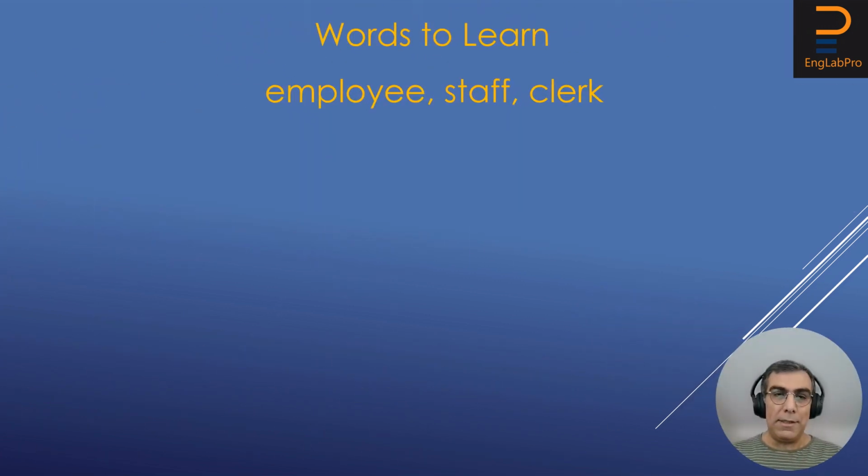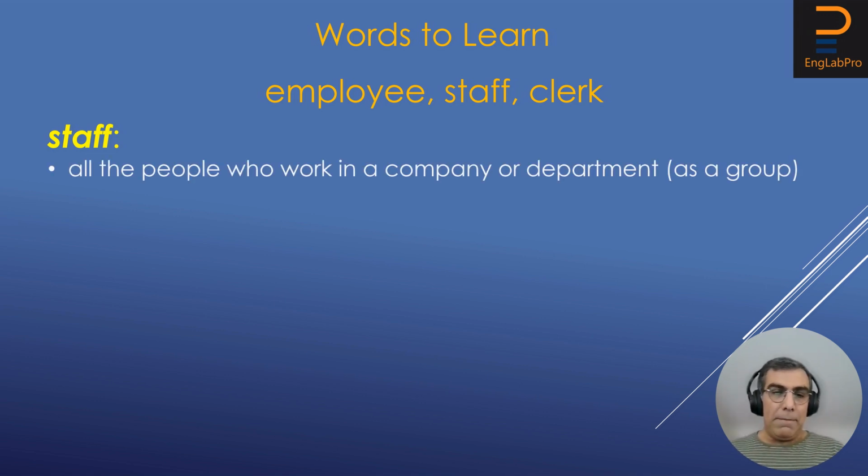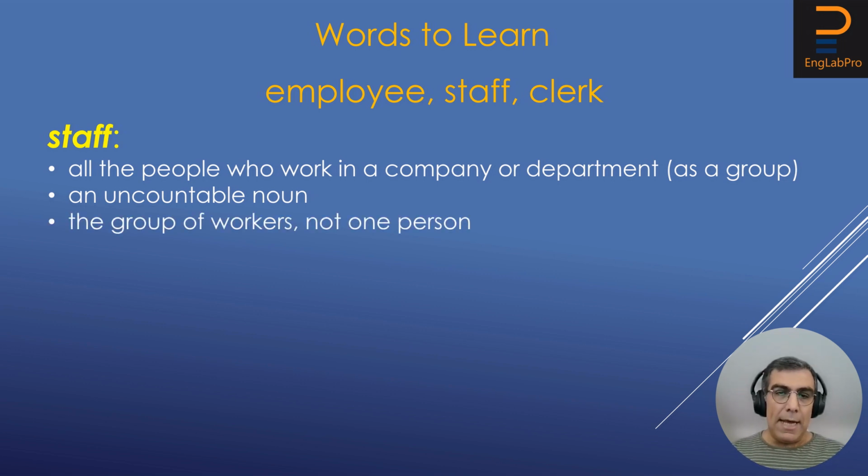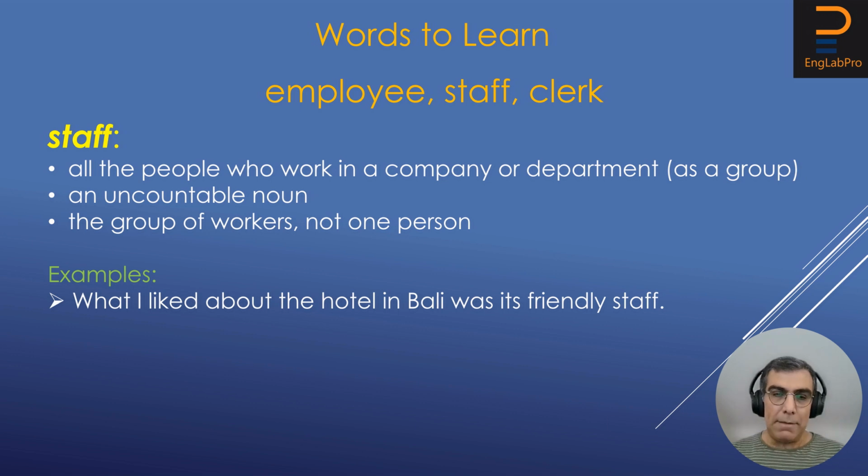The second word in this series is the word staff. Staff means all the people who work in a company or a department. In general, it is a group. It refers to the whole people who work in the company or the department. It's an uncountable noun, so we don't have the word staffs. Remember, no S. And it usually refers to the group of workers, not one single person. Let me give you two examples on this.